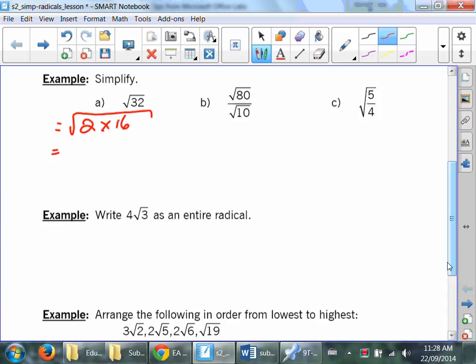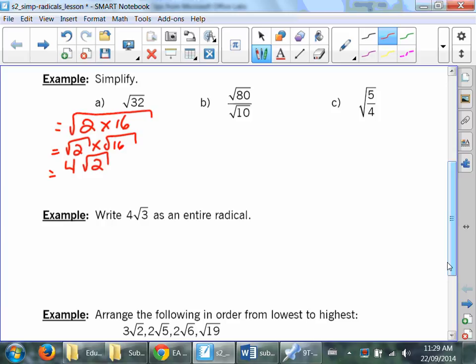So now that means the square root of 32 is going to equal the square root of 2 times the square root of 16. Now the perfect square here is 16. It's not 2. The square root of 16 is 4. So this becomes 4, and the square root of 2 is still the square root of 2. So it's 4 square root 2. That's how we simplify the square root of 32.